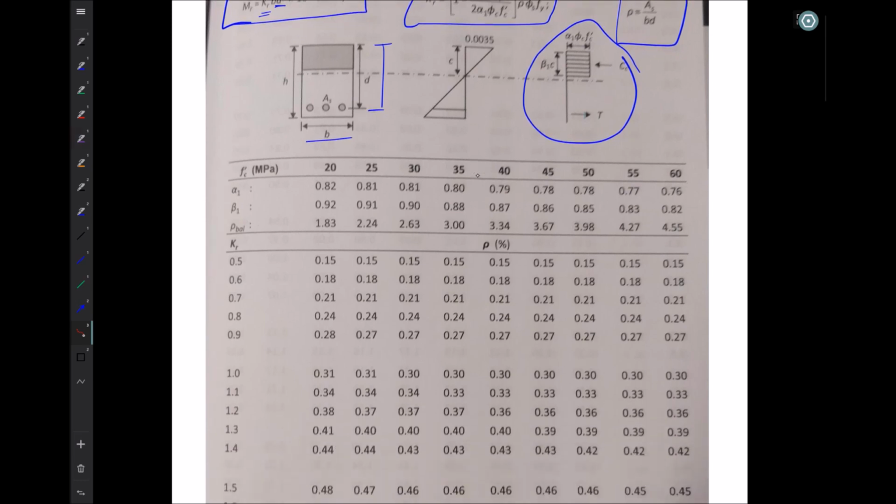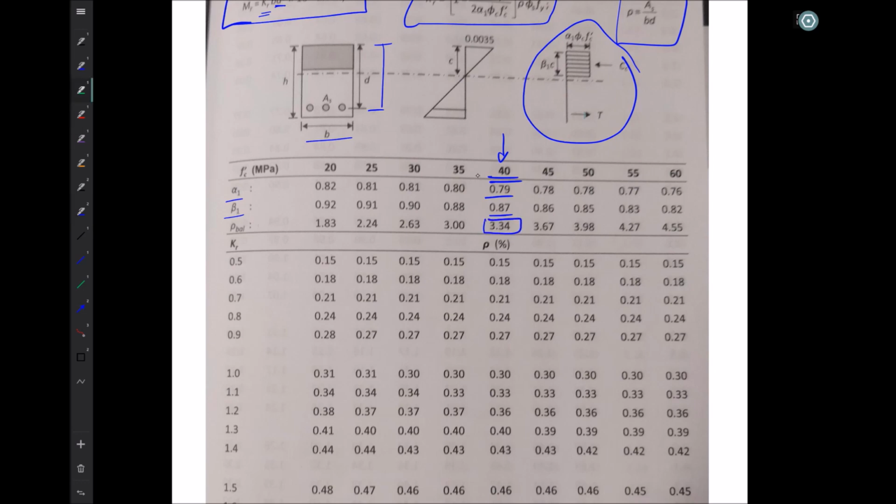And this is what we have. For the 40 MPa concrete that we've selected in this problem, we can work our way down, and we can pick out alpha 1 and beta 1 values. That's over here. These values we'll need a little bit later. We'll take them for calculations we do later on. We can pick out the value of Rho Balanced as well.